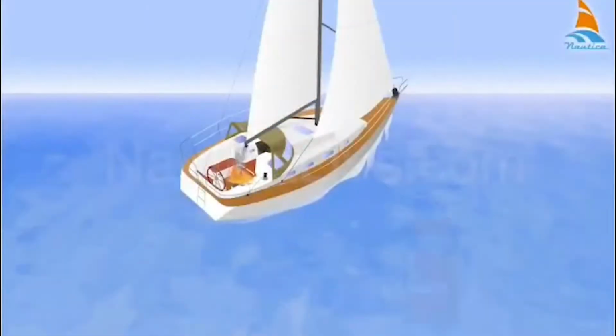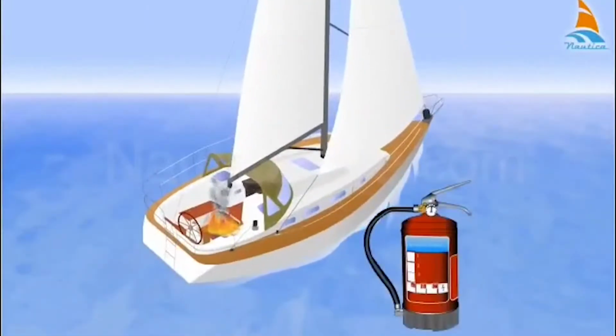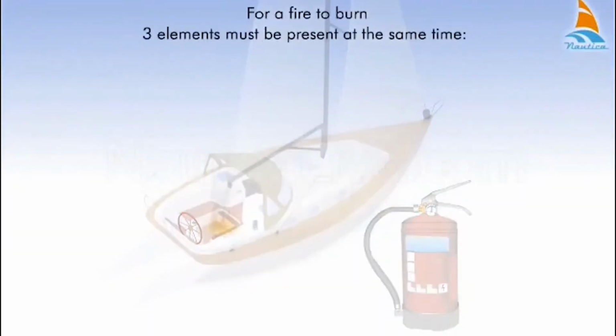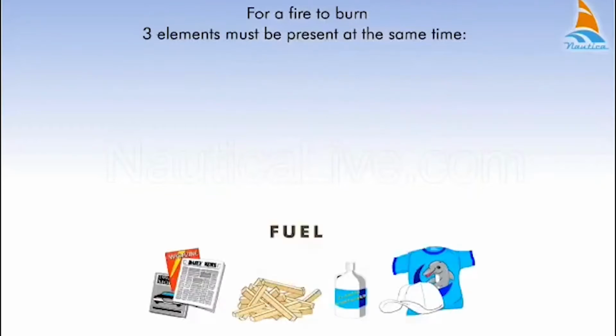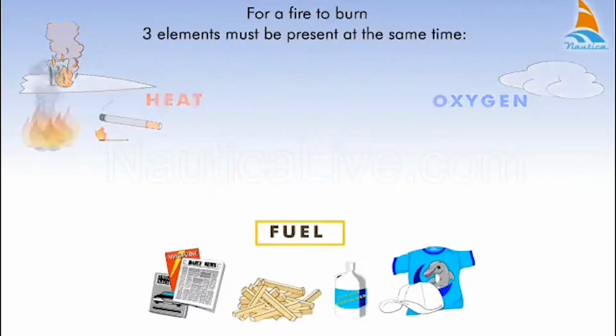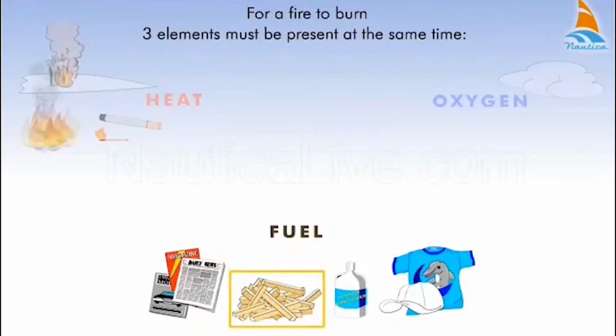In order to understand how to extinguish a fire, we should first of all know something about the causes. For a fire to burn, 3 elements must be present at the same time. These 3 elements are fuel, heat, and oxygen. Let's have a closer look at these elements. Fuel is something that will burn, such as paper, wood, plastic, or cloth.